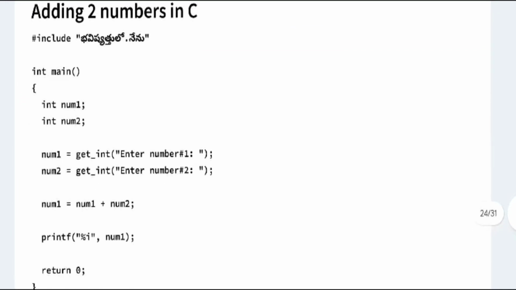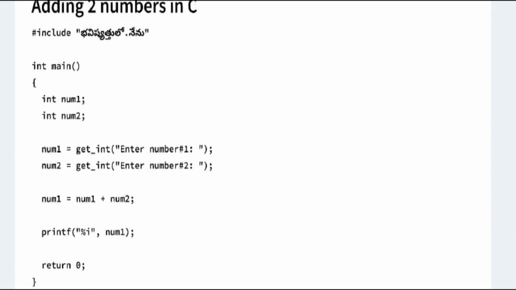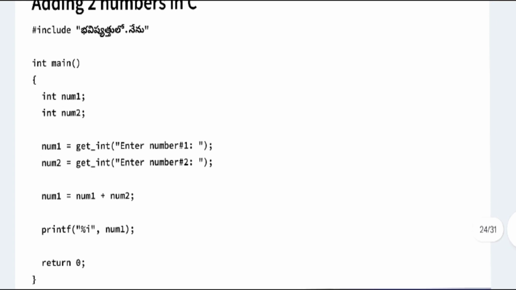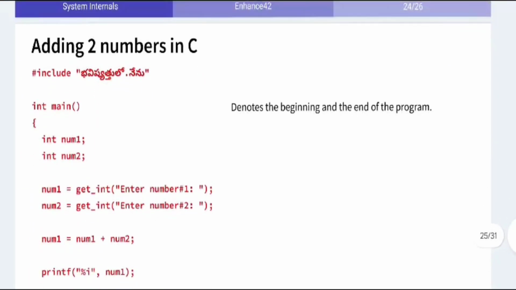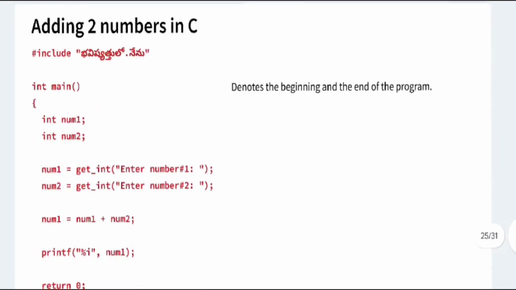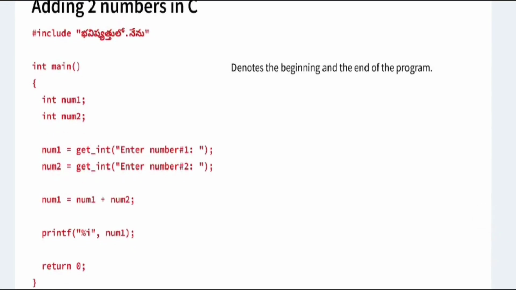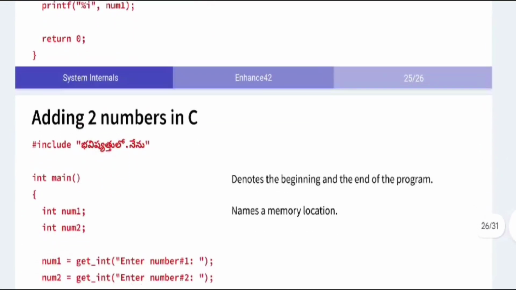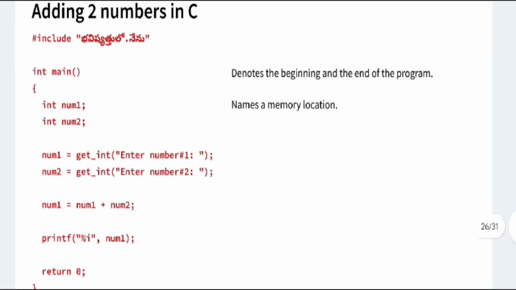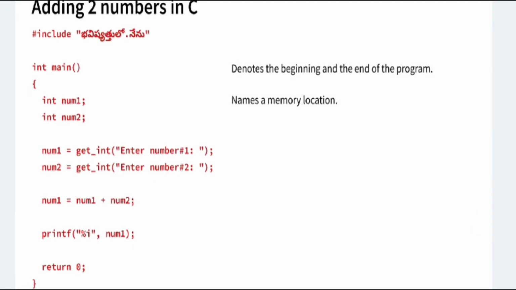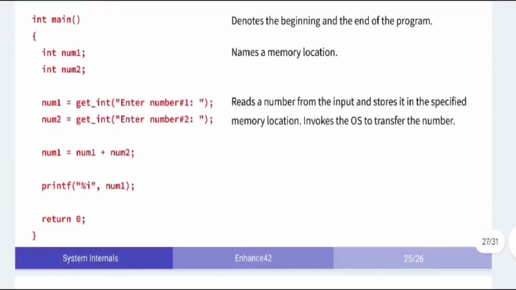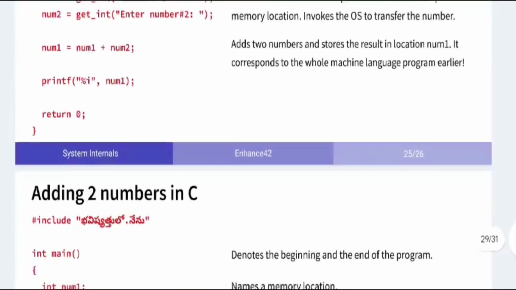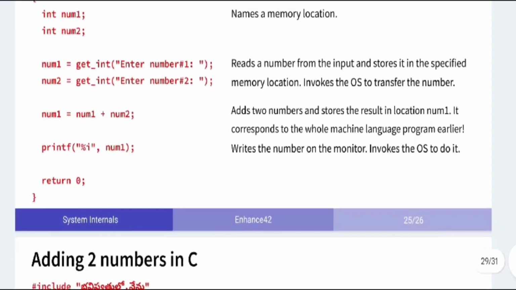And there is an example code for adding two numbers in C, and it is a sample code we can write in C language. And there is another thing which denotes the beginning and the end of the program. And here we can say it names a memory location. This is the code which explains the step-by-step process.